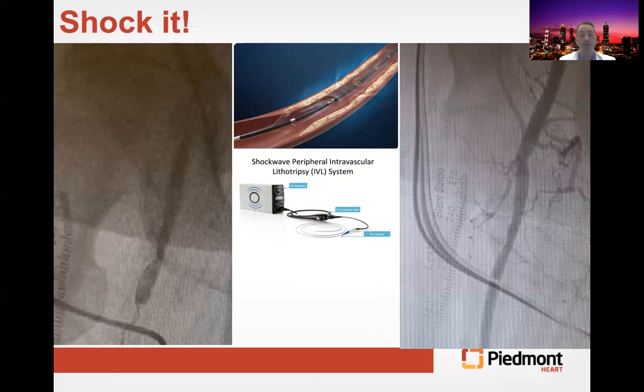This was recent here at Piedmont Atlanta. I had the availability of the Shockwave peripheral intravascular lithotripsy system, and this is the common femoral that we treated using this system. What you'll notice here is that this involving the CFA, there was a marked underexpansion, but then after balloon angioplasty, we showed a great response with balloon angioplasty alone.